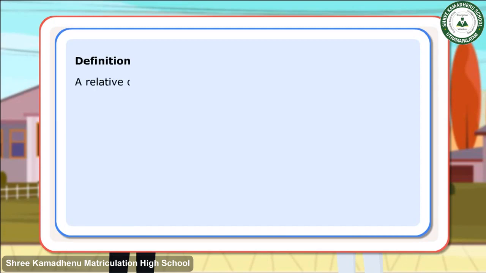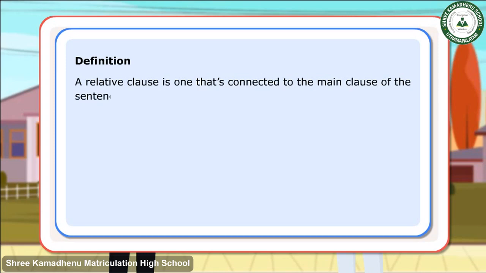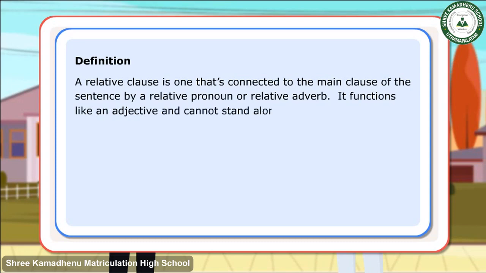Definition. A relative clause is one that is connected to the main clause of the sentence by a relative pronoun or relative adverb. It functions like an adjective and cannot stand alone.